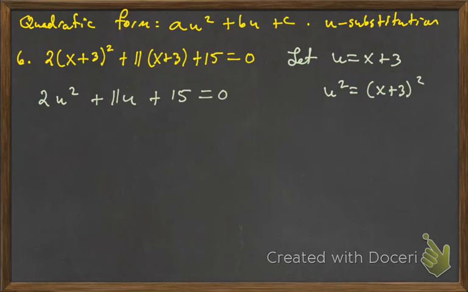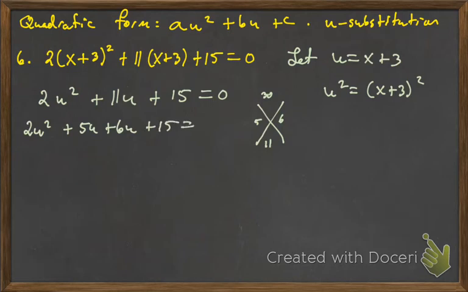And now we're going to go back to trying to solve this by factoring. So we'll set up our diamond. AC is 30, the B is 11. The factors are 5 and 6, so 2u squared plus 5u plus 6u plus 15 is equal to 0. So what we're doing here is factoring by grouping. Maybe you can factor it with guess and check. That would certainly be fine.